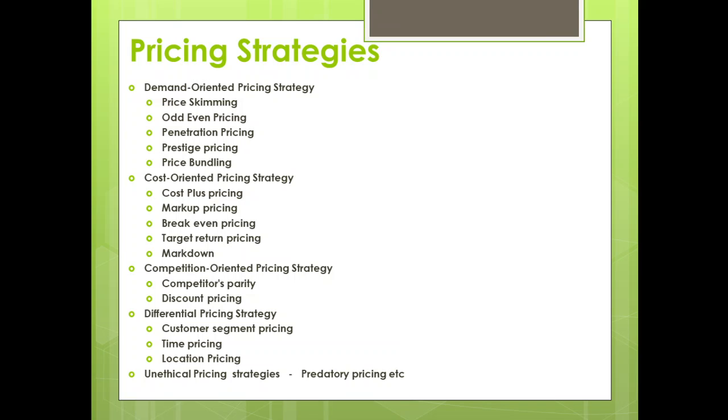The competition, in terms of the competition, what would you actually do in here? The primary thing that you would do is look at the competitors' parity. So, two ways of doing competition-oriented pricing: competitors' parity as well as discount pricing. When you talk about competitors' parity, you set the price as close to the competitor's price. Simple. When you're talking about discount pricing, it's priced at a lower cost than the competitor's price. I mean, your product is really not as good as your competitor's. How do you beat the competitor? Sell it at a low price.